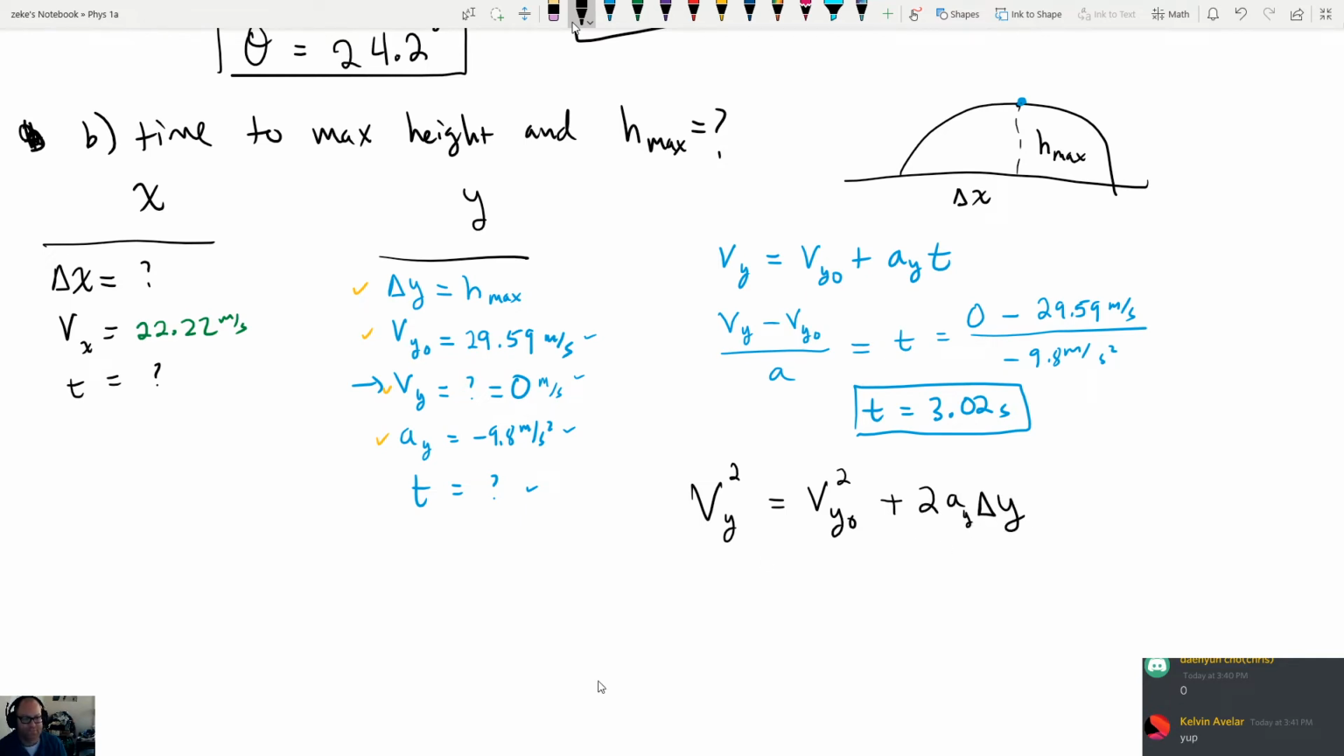And this is a sub y, and we want to solve for delta y. That's going to be what we call h max, basically. So rearranging this equation, we're going to get Vy squared minus Vy initial squared divided by 2a. That should be equal to delta y, which is what we're calling h max.